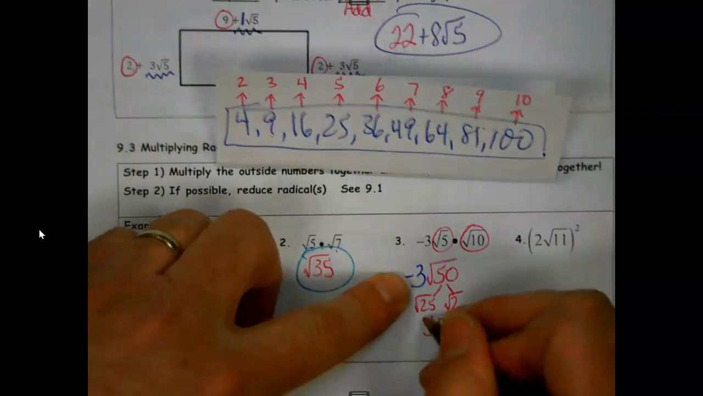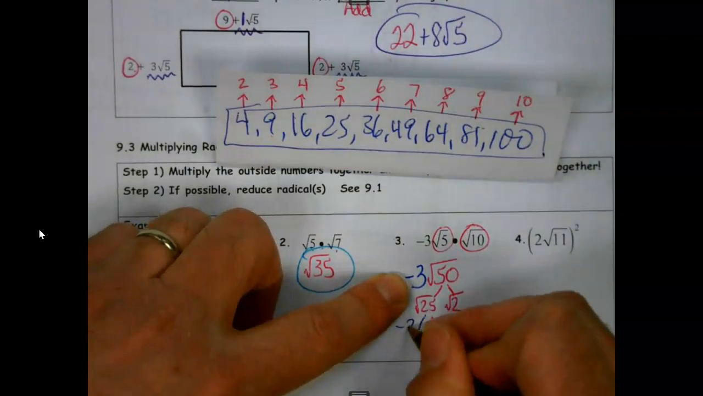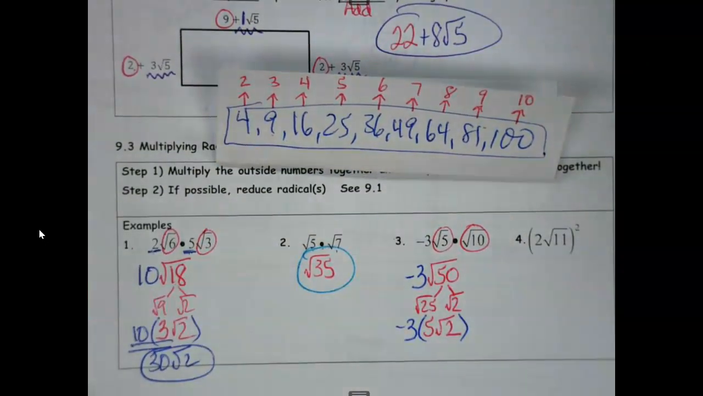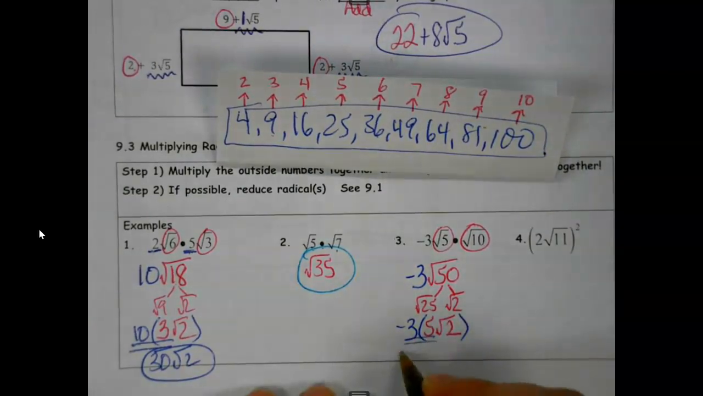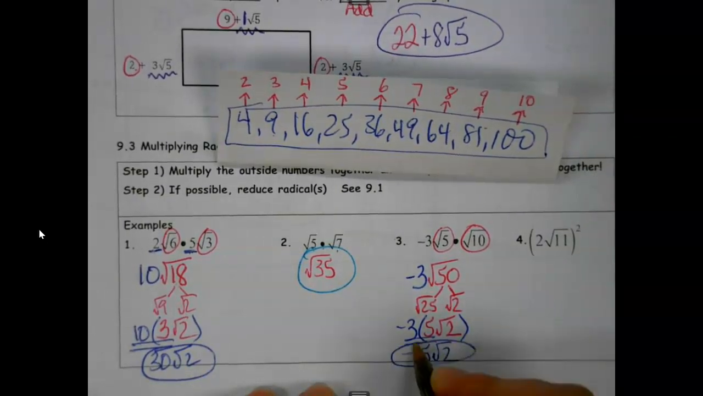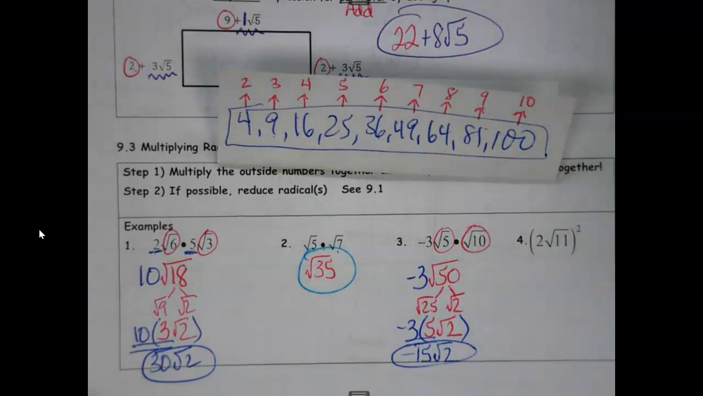But don't forget about this negative 3 that's hanging out. Now, we haven't had to do anything with it up until now. And we just multiply those together. And we're good. So multiply them, break them down if you can, and then go that route.